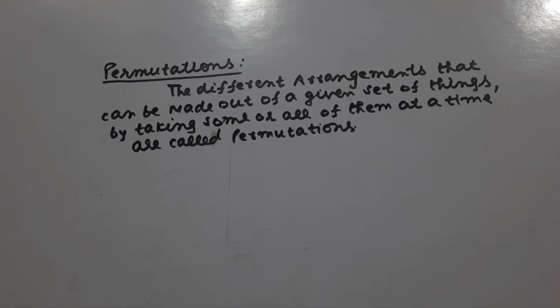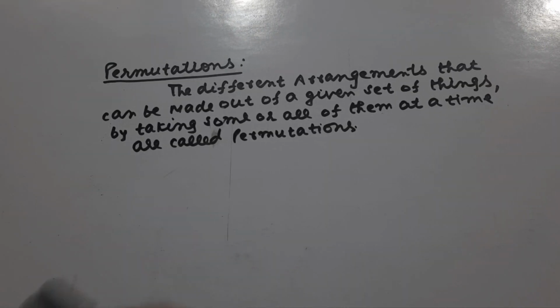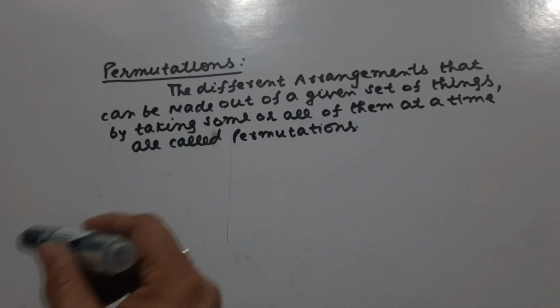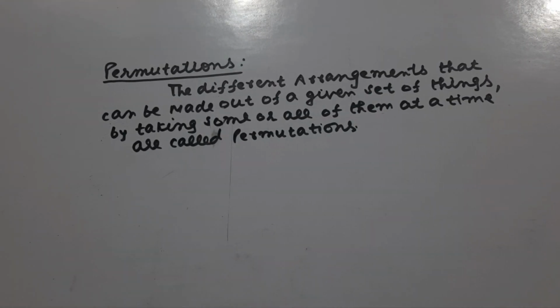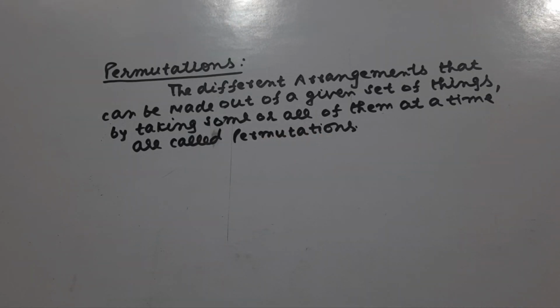Now students, let us start the topic permutations. I have already told you what is permutation, so let us see again. What is permutation? The different arrangements that can be made out of a given set of things by taking some or all of them at a time are called permutations.